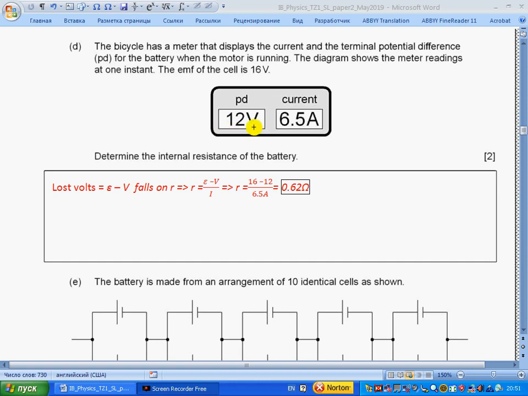It is the terminal potential difference, 12 volt. It means that 4 volts, the difference, falls on the internal resistor. This is called lost volts. So lost volts equals EMF minus terminal potential difference. Here it is 4 volt. So this voltage falls on the resistance, and to find the resistance we divide the voltage by the current. The current through the external and internal resistance is the same because they are connected in series, so it is 6.5. We put these values here and we get the value of the internal resistance.